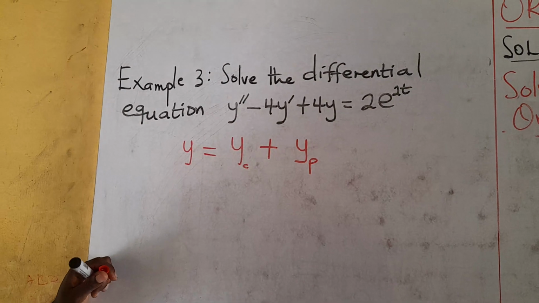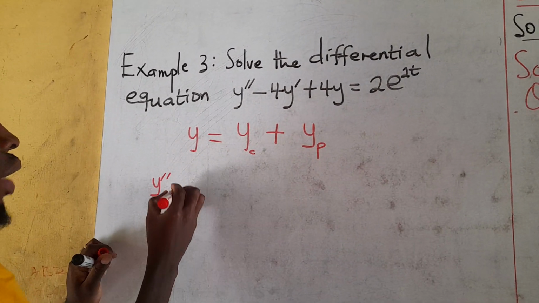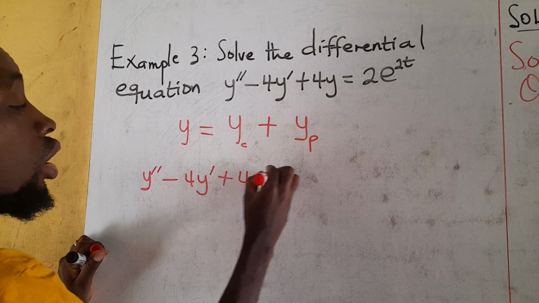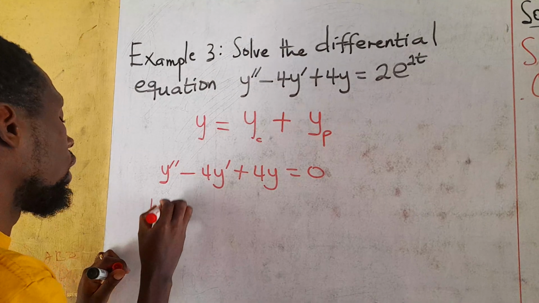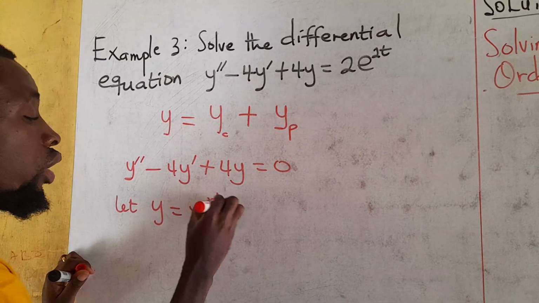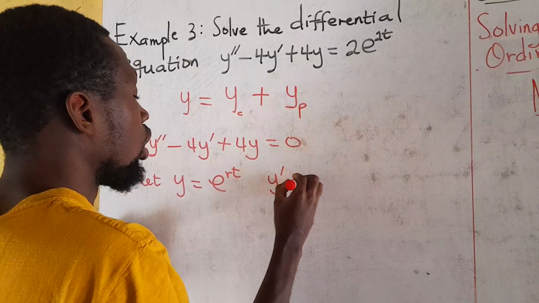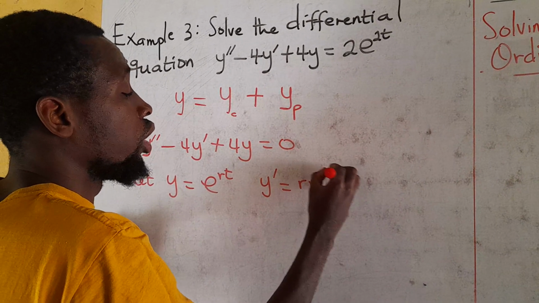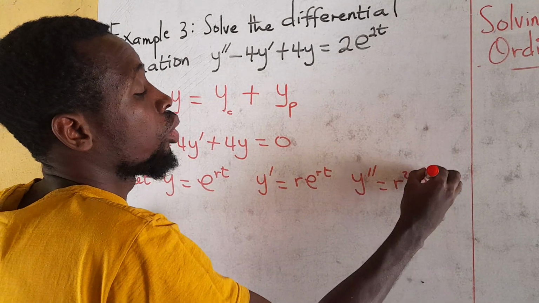Very, very important. So it becomes homogeneous if y'' - 4y' + 4y is actually 0. What do we do? We let y be equal to e^(rt). Then we find our y', it will be re^(rt), then y'' will be equal to r^2 e^(rt).